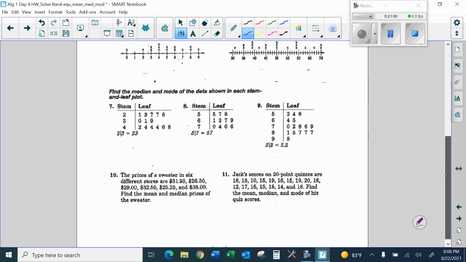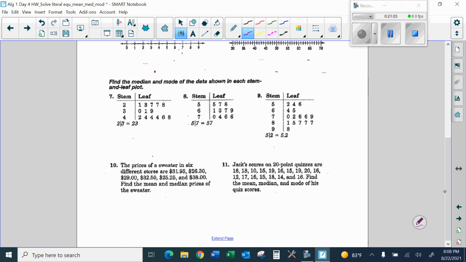Okay. And the last two are, again, just in word format. So they give you all these lists, find the median, and the dollars and cents. Jack scores on 20 quizzes, so I've already told you how, on 20-point quizzes, I meant. Okay. And you got 16 out of 20, 18 out of 20, etc. Find the mean, median, and mode of his quiz scores. So again, listed in order from smallest to greatest. All right, that goes ahead and ends this one.